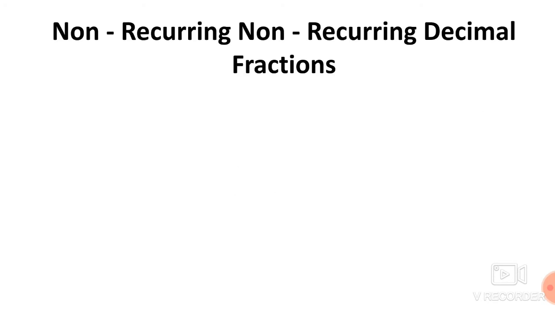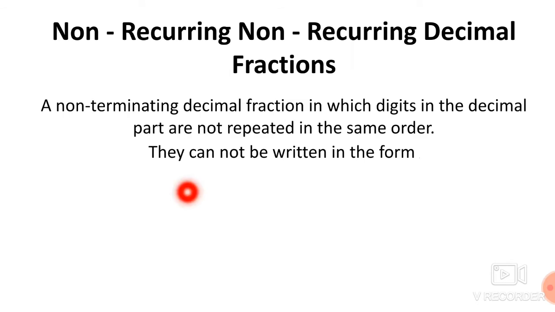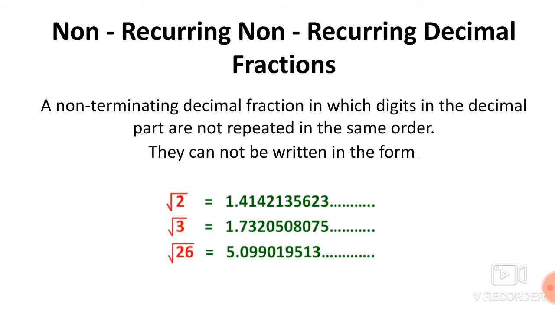Then we have non-terminating, non-recurring decimal fractions. A non-terminating decimal fraction in which digits in the decimal part are not repeated in the same order. Such numbers are called non-terminating, non-recurring decimal fractions. They cannot be written in the form P upon Q. Here are the examples. Square root 2, square root 3. These all are non-terminating and non-recurring decimal numbers. So they are included in the set of irrational numbers.